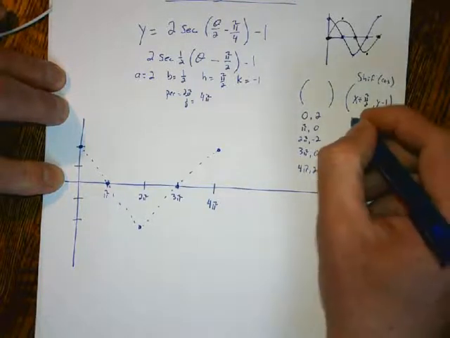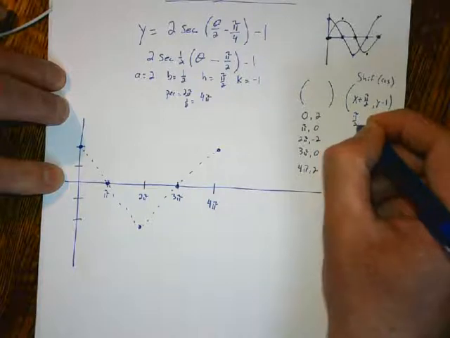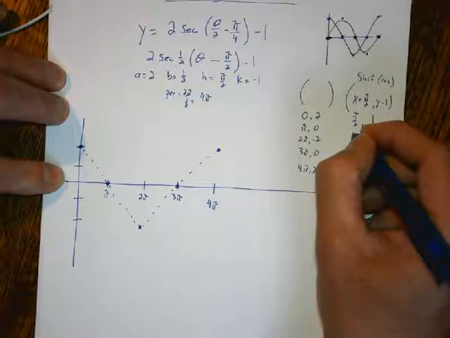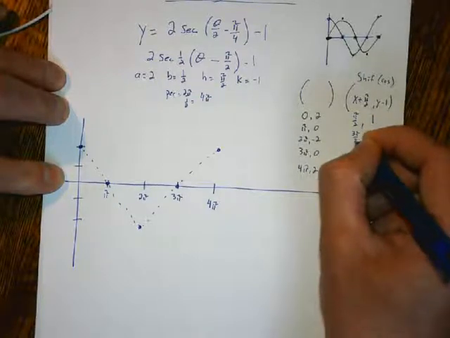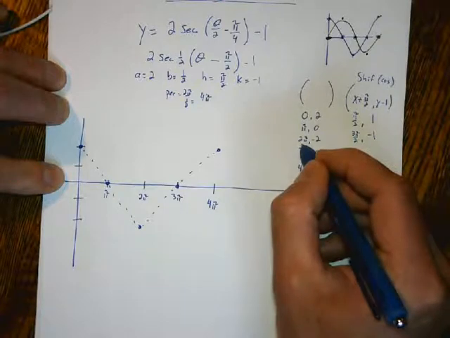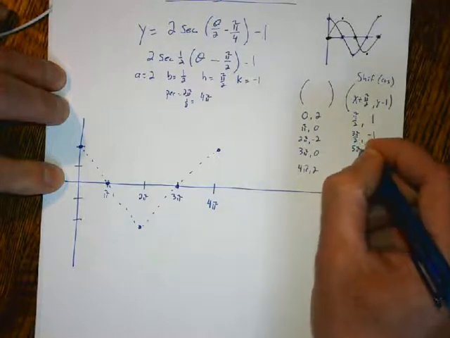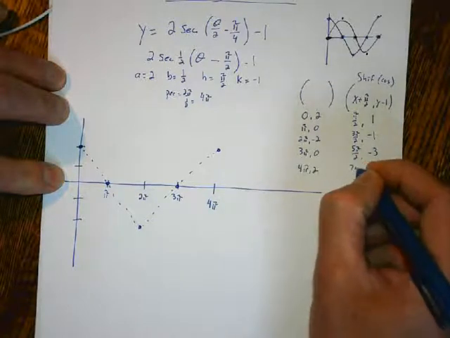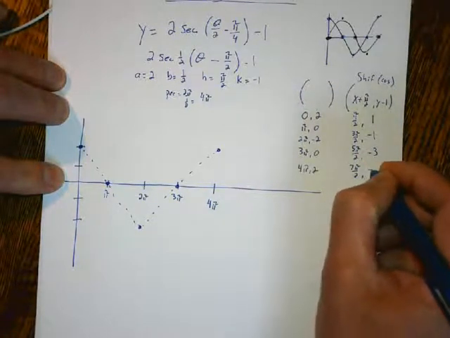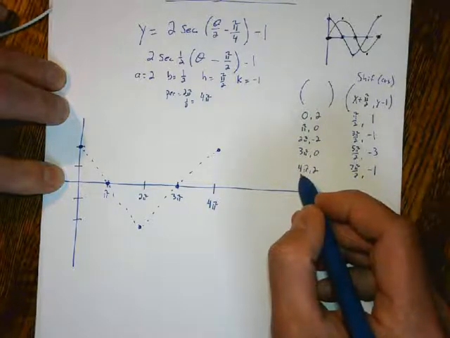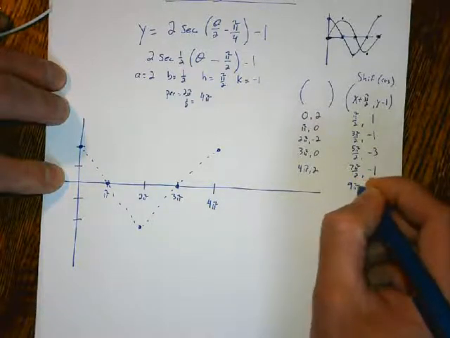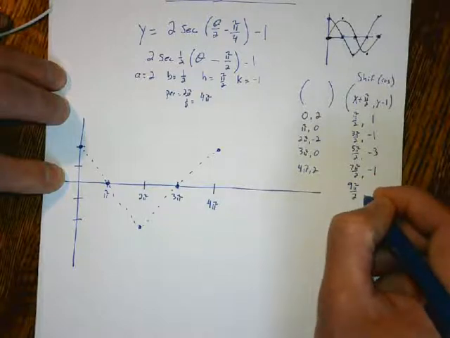So with our shifting, we get pi over 2, and 2 minus 1 is 1. This becomes 3 pi over 2, and -1. This becomes 5 pi over 2, -3. This is 7 pi over 2, and -1. And lastly, that's 8 pi over 4, so it becomes, why am I blanking here? 9 pi over 2, sorry. And we're back at 1.